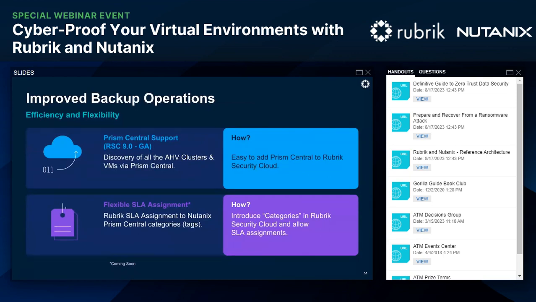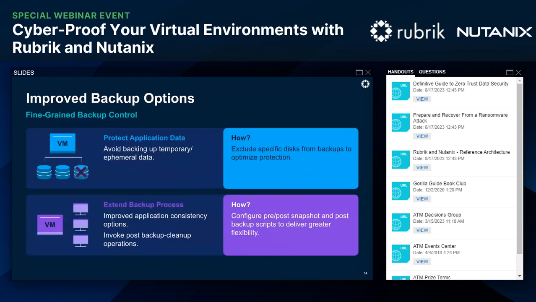Also, quality of life improvements. We have a maniacal focus on making the data protection lives of our customers as easy as possible. Support for Nutanix Prism Central for Nutanix cluster and AHV VM discovery, and Rubrik SLA assignments to Nutanix Prism Central categories or tags. We also have things like excluding temporary data to save on overall space in the solution, and the ability to define what happens before and after a snapshot takes place. A common use case here is for some type of freeze-thaw operation with the actual snapshot happening in the middle.